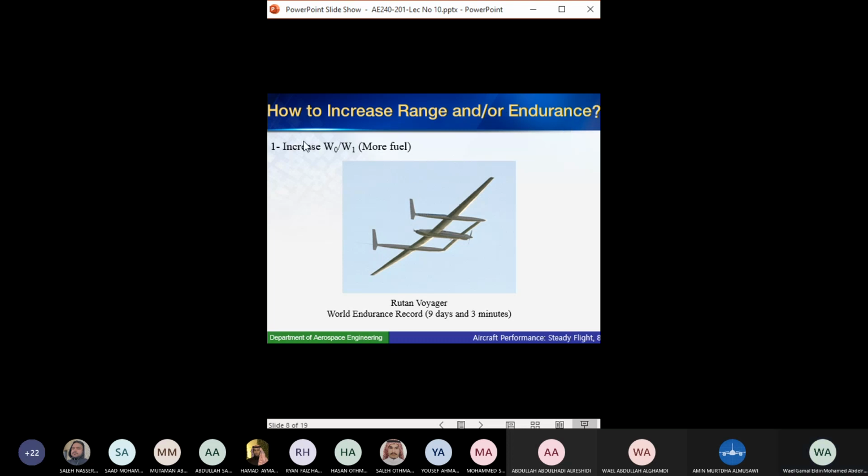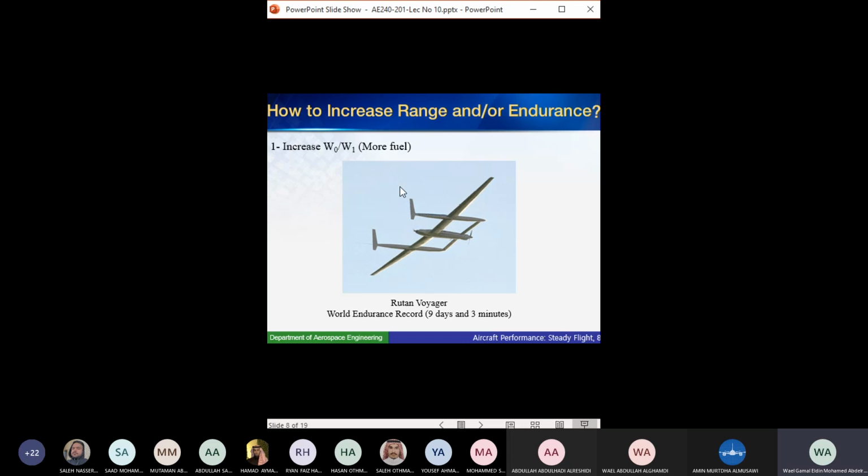Put more fuel. So you will see some airplane designs have large fuel tanks. Maybe the whole aircraft will be a flying tank, just like this one. You have here a fuel tank, fuel in the wing, fuel in here. It's almost a flying fuel tank. Other aircraft will have smaller fuel tanks because range is not an issue. It's not required to have that much fuel. So if the range is an issue, the first thing to do is to put more fuel. Now this Voyager achieved the endurance limit for an aircraft, which was 9 days and 3 minutes.